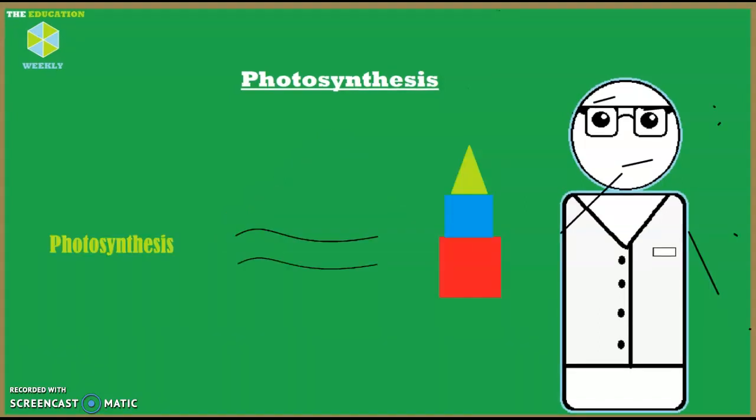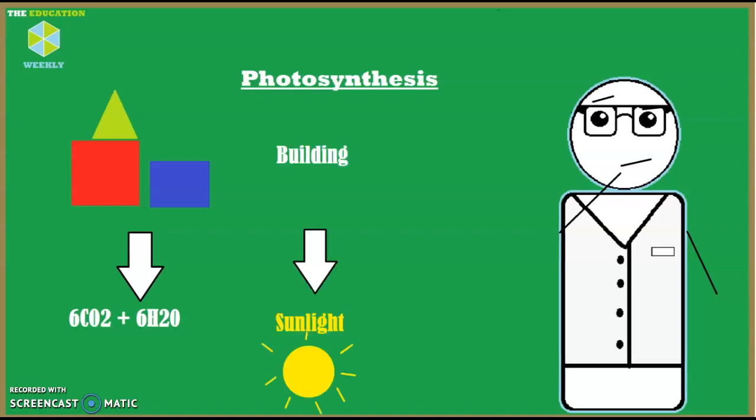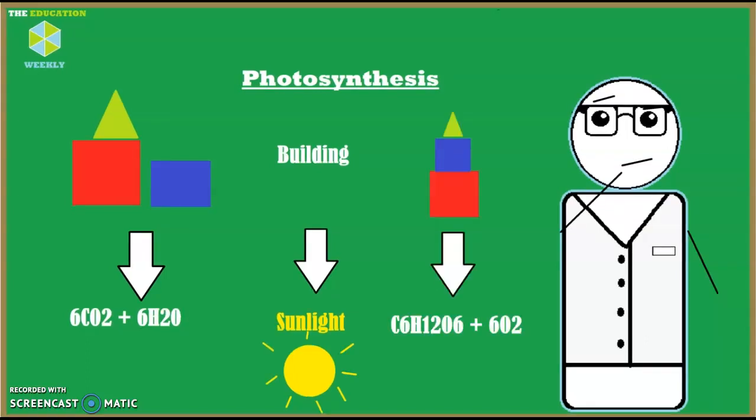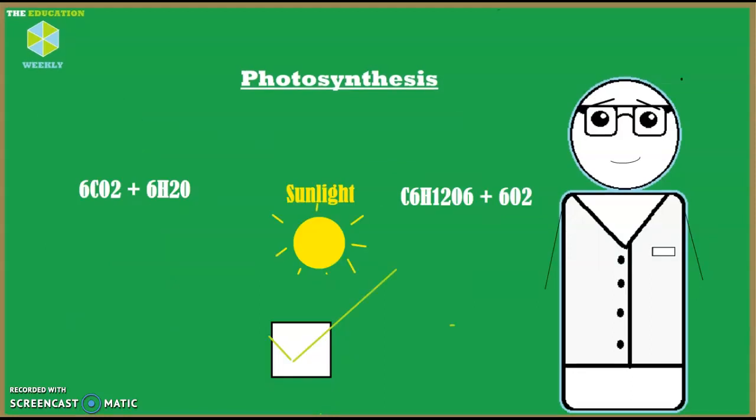Photosynthesis is kind of like building a block tower. But instead of starting with blocks, you start with 6 carbon dioxide molecules and 6 water molecules. And instead of building, you use your conversion energy as sunlight. And instead of making a block tower as your final result, you get glucose and oxygen. So maybe it isn't like building a block tower. But at least we know this formula is right.